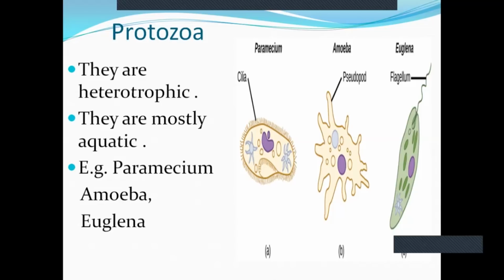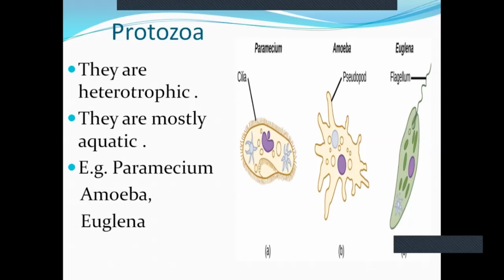Children, one thing common you can see in the pictures of these protozoa is that these organisms have special features for movement. Like in this paramecium, the first picture, you can see cilia. Cilia are small thread-like structures. The cilia help in movement, moving from one place to another.